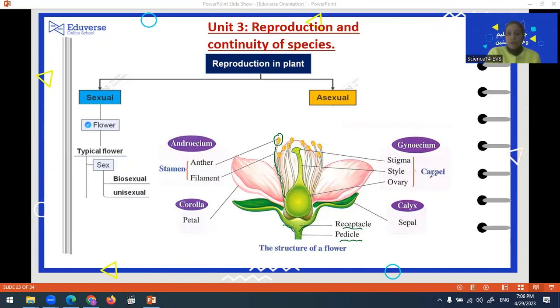It consists of carpels. The basic unit is the carpel, and it consists of 3 parts: stigma, style, and ovary. The androecium is the male reproductive organ, and the gynoecium is the female reproductive organ.